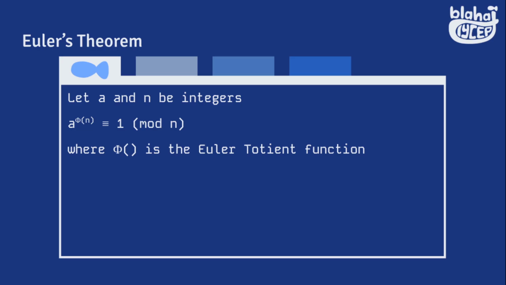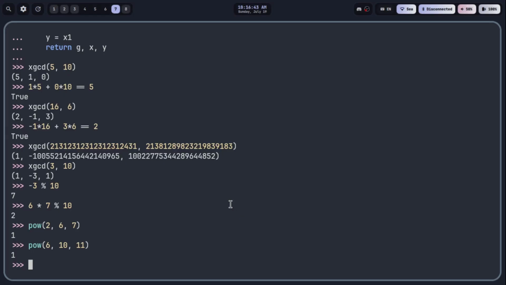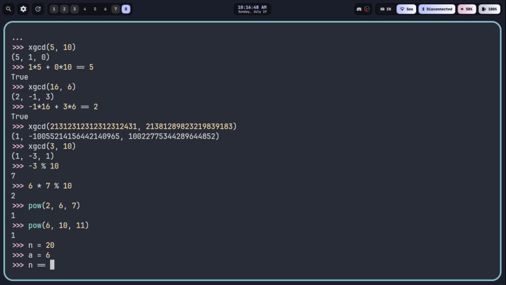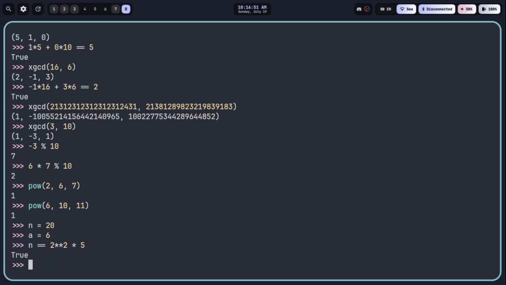And so if we go back to our theorem, we have a to the power of phi of n is congruent to 1. So let's do n equals 20 and a equals 6. What's the phi, or Euler's totient, of 20? Remember 20 is equal to 2 to the power of 2 times 5. 10. Okay, so let's do 4 minus 1 times 2 minus 1 times 2.